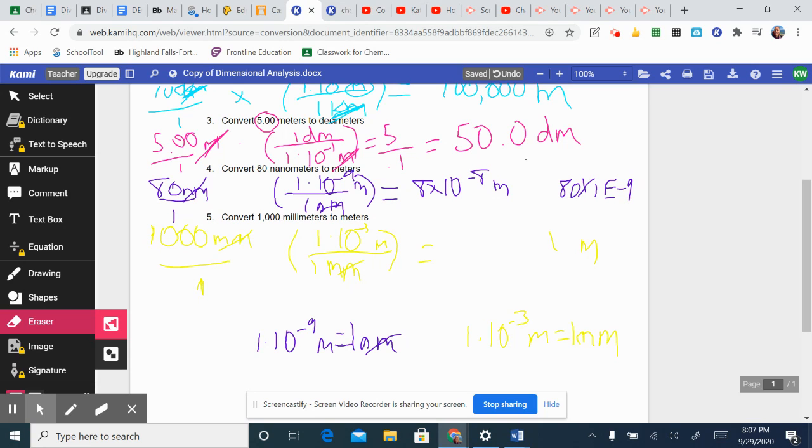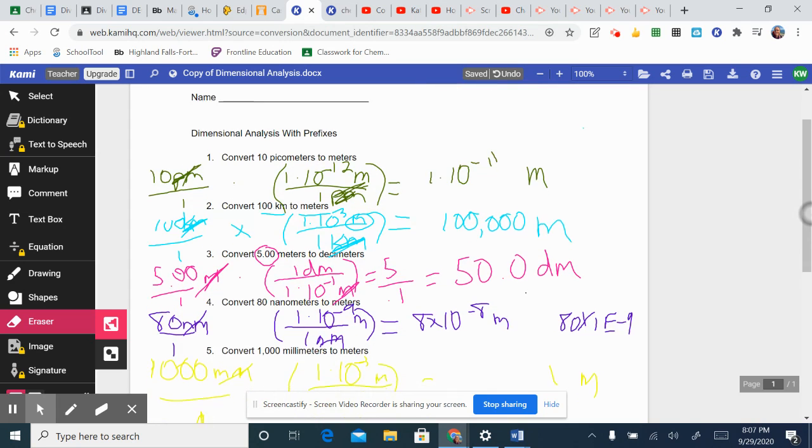Okay, so that is converting with prefixes using dimensional analysis.